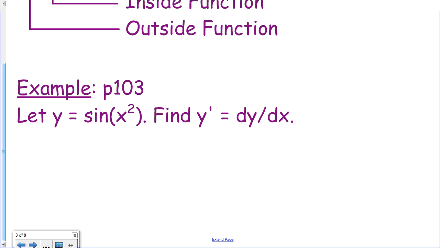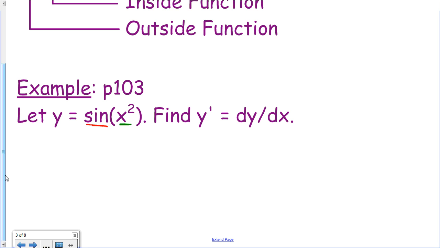We'll see. All right, so we have, let y equal sine of x squared. Notice you've got a composite function there. You've got x squared as your inside function, and you've got sine, which is your outside function. And it says find y prime, or that's dy dx.